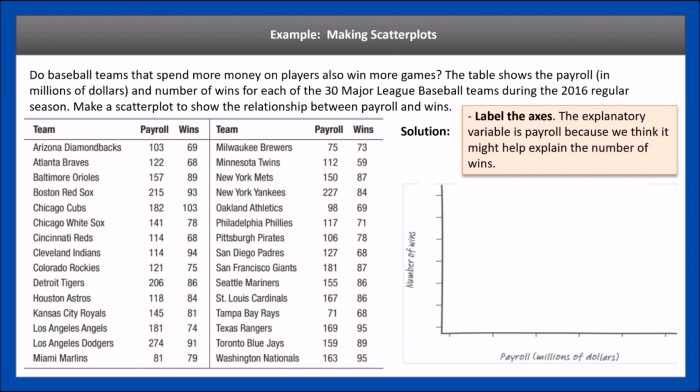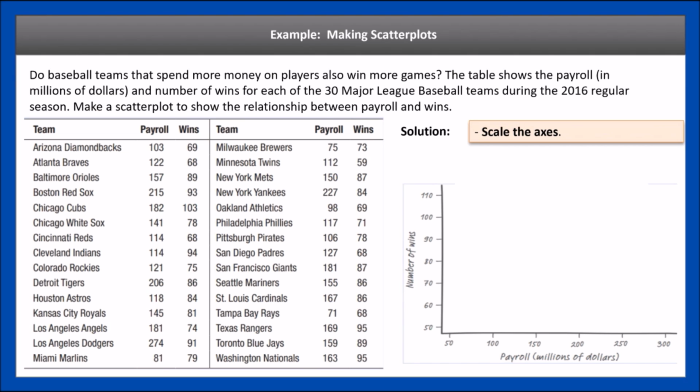Next, we want to scale the axes. So in this case, based on the number of wins and based on the payroll, we can go by 50s for the payroll, starting at 50, since the smallest payroll is in the 50 millions. And then the number of wins, we're going to go by 10s all the way to 110, keeping in mind that the highest number of wins, I believe, is 103. And then once we scale the axes, we're going to go ahead and plot the data points.